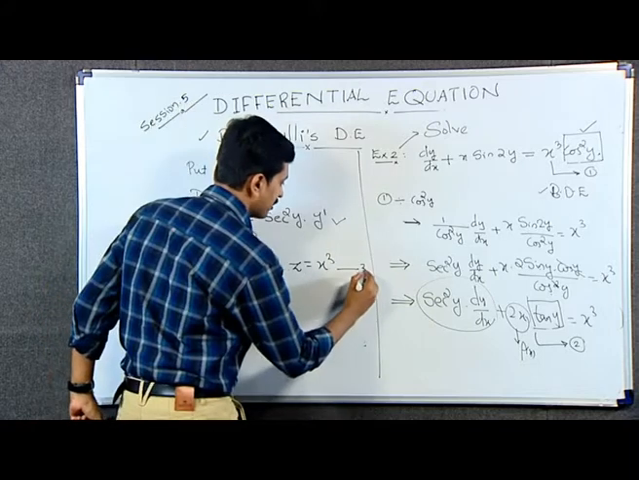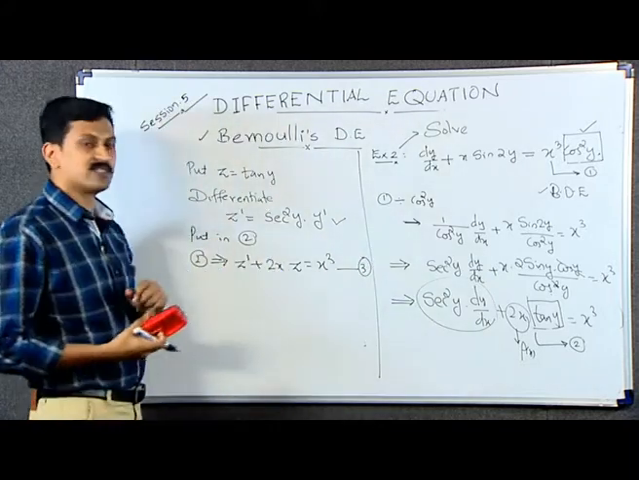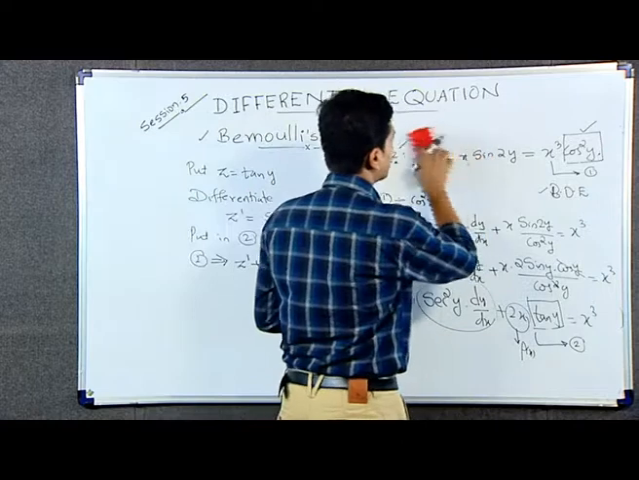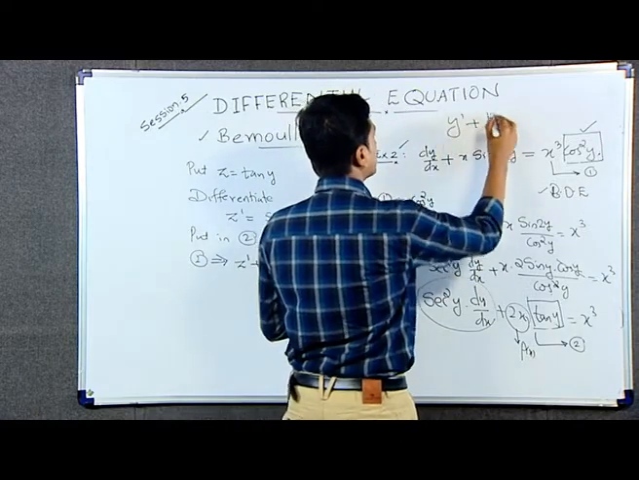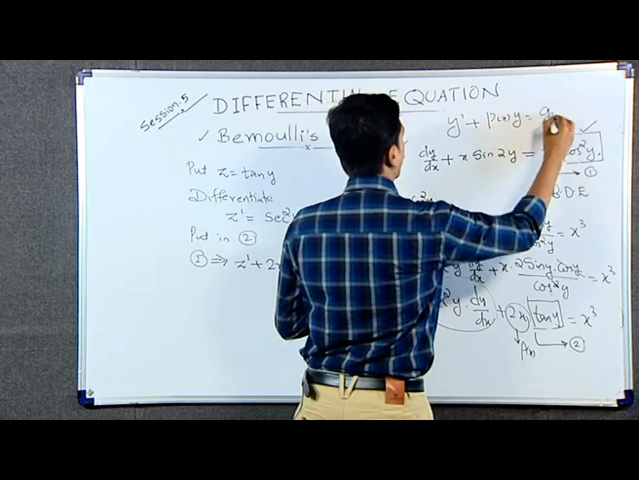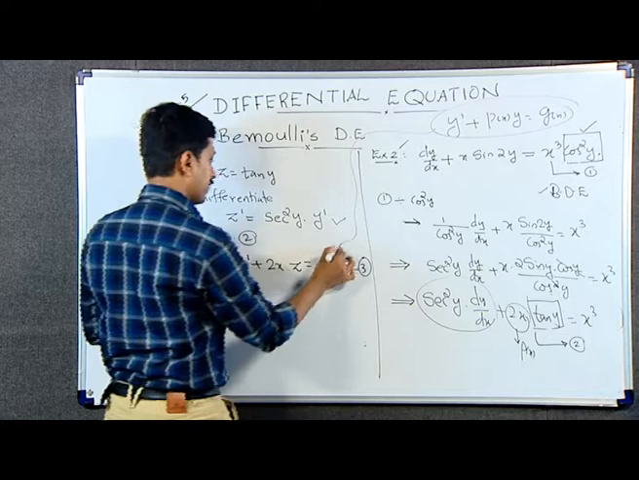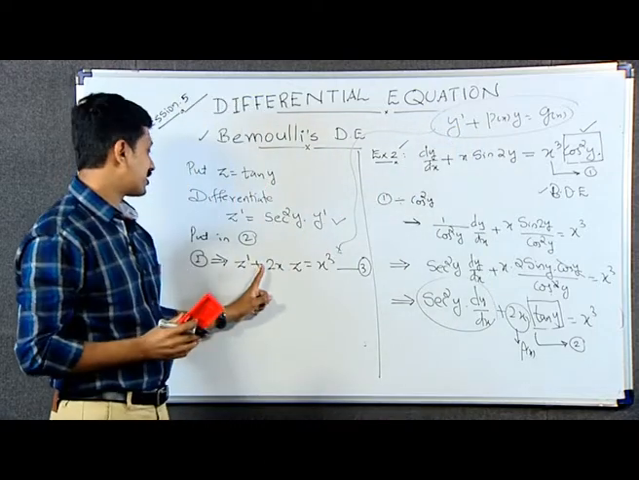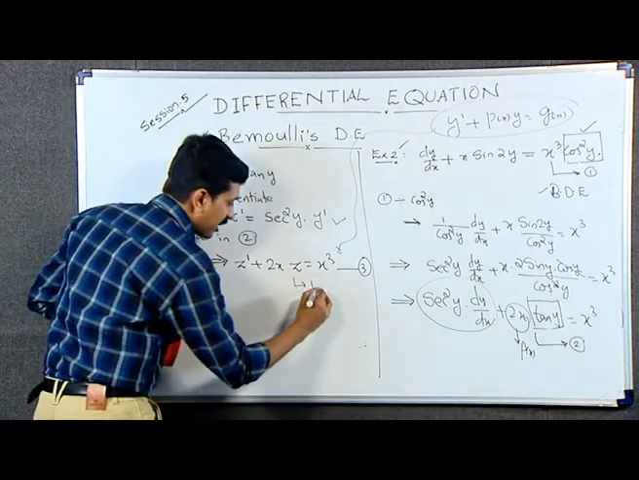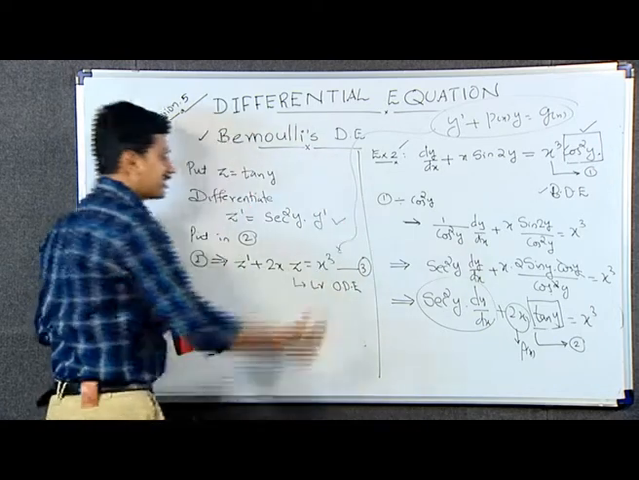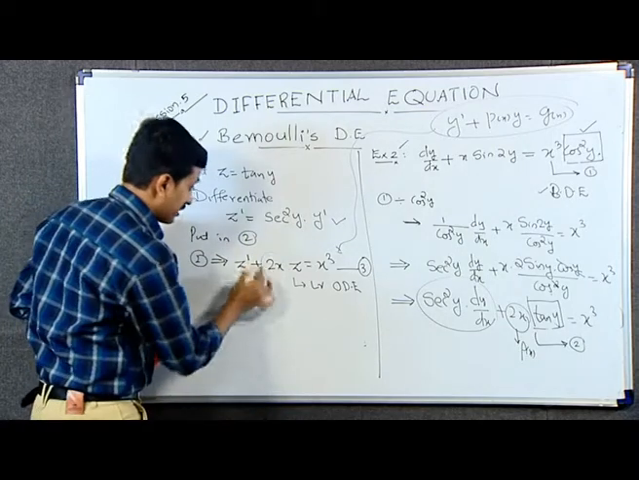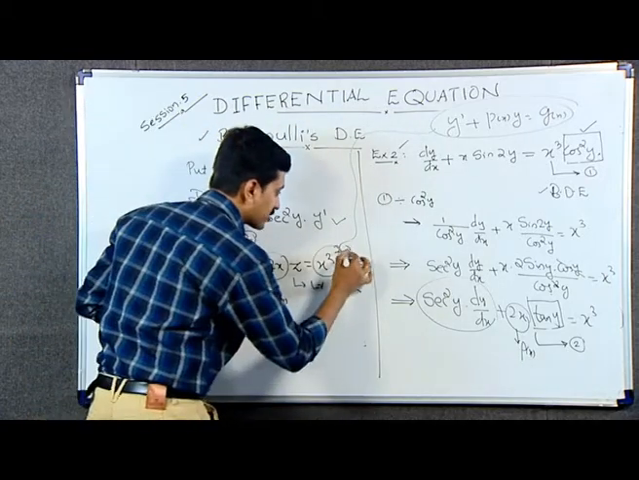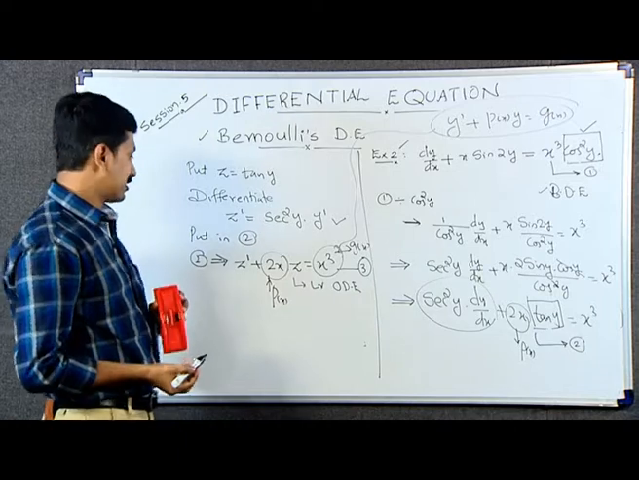I am taking this as equation 3. Compare equation 3 with our ordinary linear differential equation, y dash plus p of x into y is equal to g of x. The same format holds here, with only z instead of y. Now the differential equation 3 is a linear first order ODE with p of x as 2x and g of x as x cube.